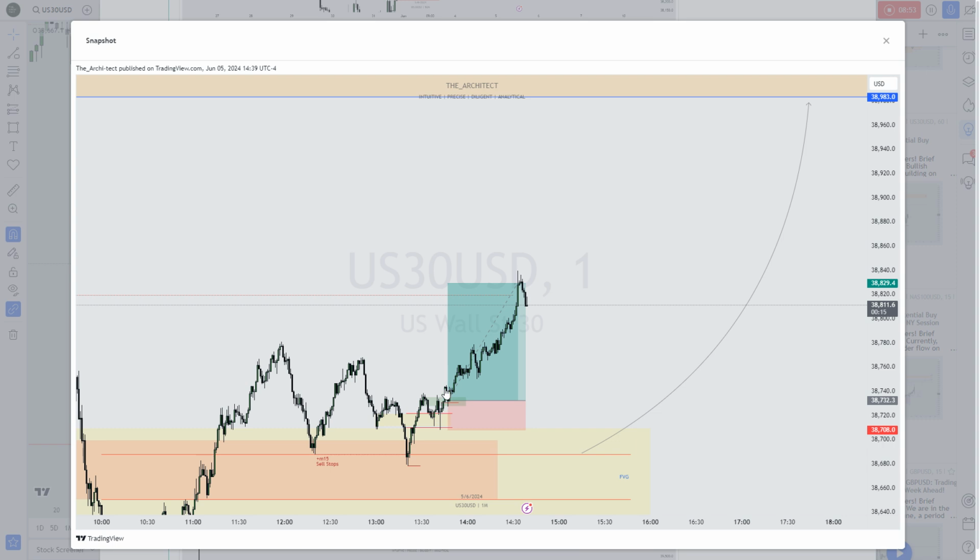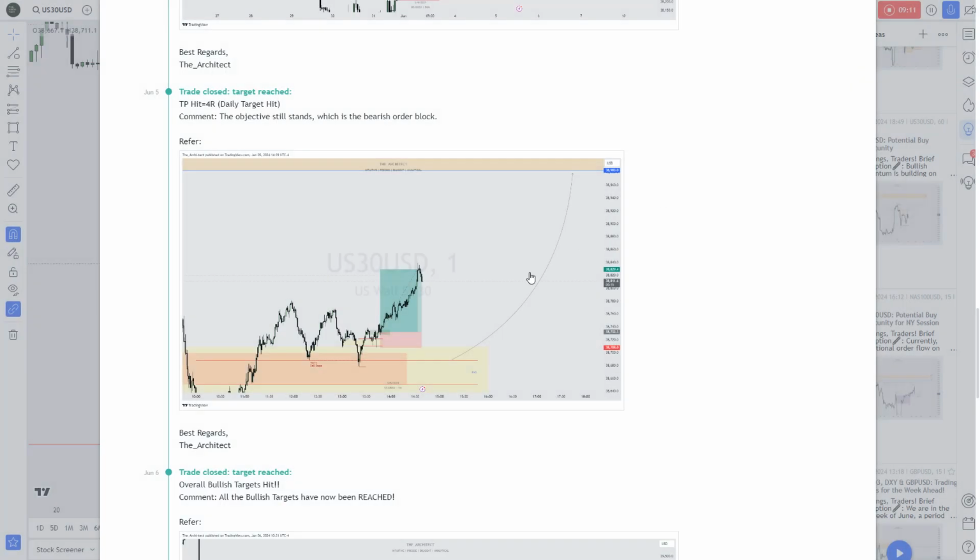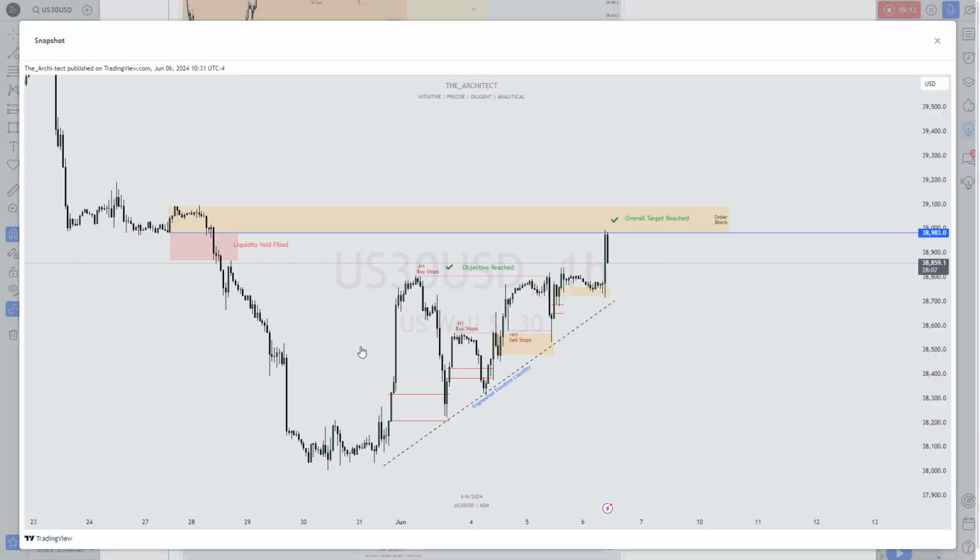We get displacement towards the upside, market structure shift, price respects this, pulls back into that mitigation block aligned with that bullish order block over there. That line over there is a 1 minute fair value gap, right? So I entered off of this region, SL on the low, only looking to target 4%, right? And then, yeah, eventually we reach our objective.